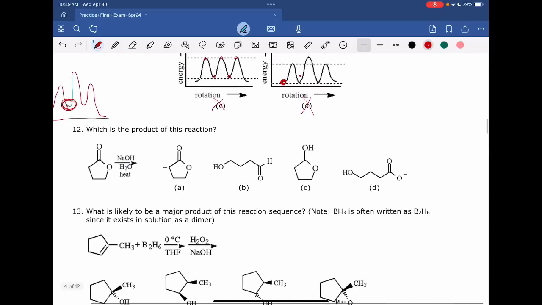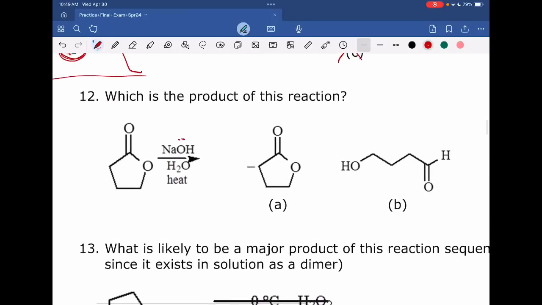Okay, number 12. You have a lactone and you're reacting it with base. So the only possible thing that we have seen is a lactone ring opening with base. So this OH attacks here, brings this up, and we have OH and O minus.